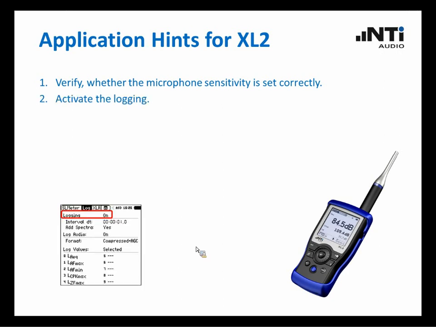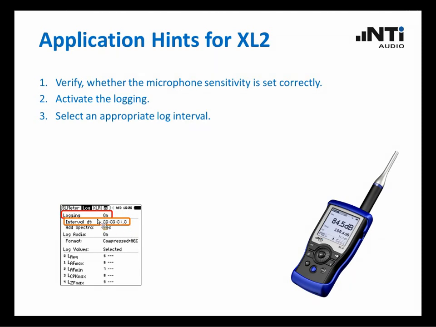Next point is you need to activate the logging. Here in the logging menu, you have to activate this mode, and you have to select the logging interval. The minimum interval is 100 milliseconds. That is a good choice for industrial noise, machinery noise analysis, but you can adjust that also, for instance, to 1 second, which is a good choice for longer monitoring applications, or you can even increase it to more seconds, to minutes, even to hours. The log interval, as I have showed to you, is the interval by which the accumulated measurement results will be saved in the log file.